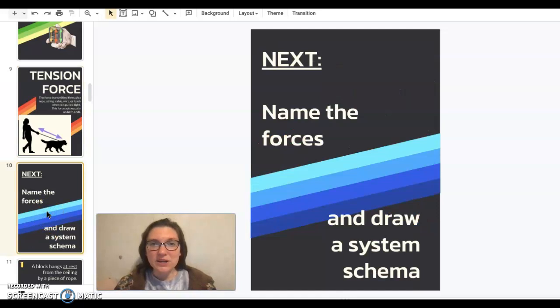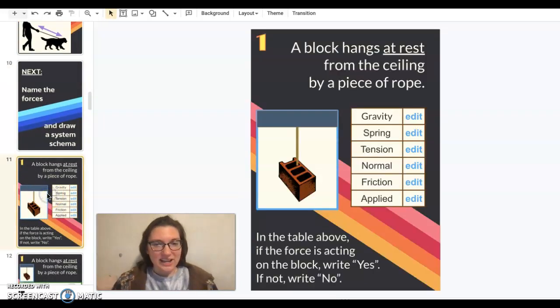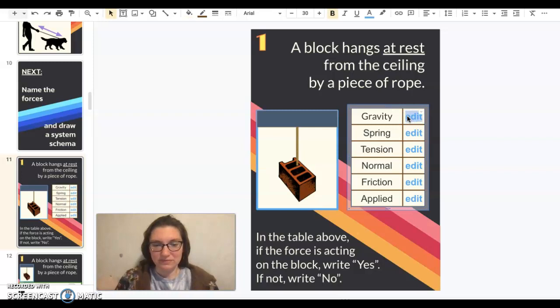Okay, so now we're going to do some examples here just to practice so that you can recognize these forces and identify them in action. A block hangs at rest from the ceiling by a piece of rope. Okay, so is gravity a force that is going to be there? Yeah. Is a spring force there? No, because we don't have a spring. But is tension there? Yeah, because we have this rope that is tight, and so it's going to be pulling on the ceiling, and it's also pulling on the block.